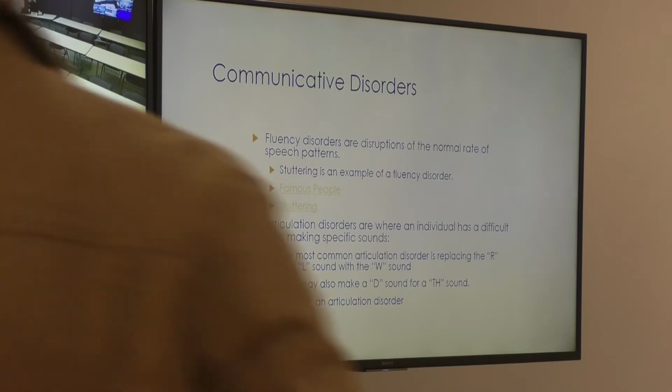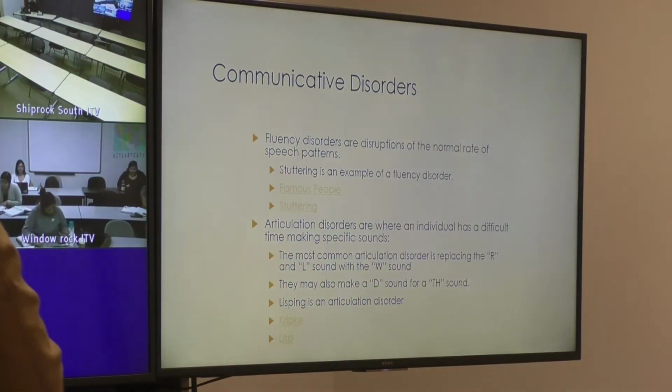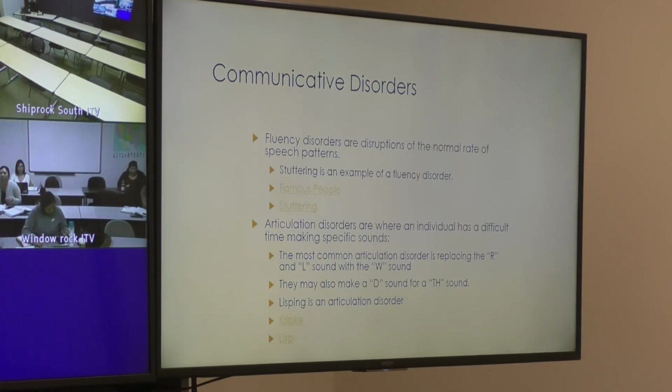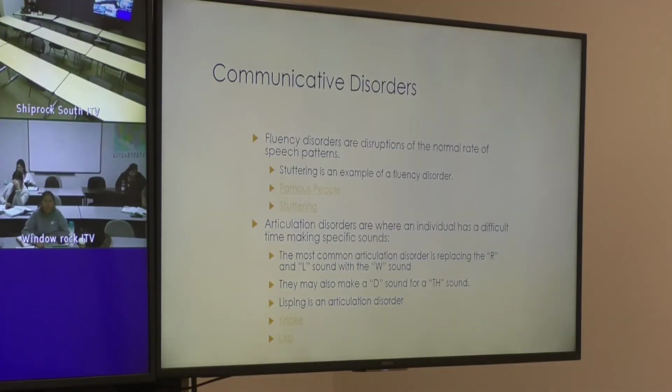Now, articulation disorders are where an individual has a difficult time making specific sounds. The R's, the L's, the W's. They may also make a D sound for an H or a TH. The door is over there, and you're like, the door? The door? Again, and again, it also goes into the area of culture.